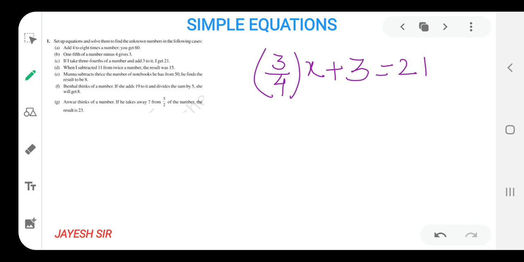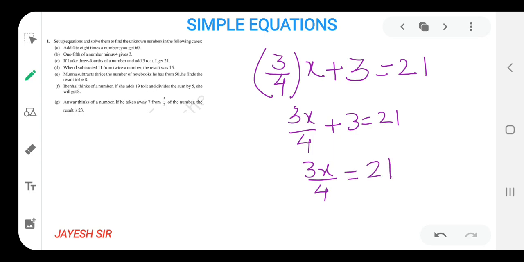Now, terms having the variable should be on the left hand side. So 3/4 of x we can write as 3x by 4, because 3 into x will result in 3x, and 4 in the denominator as it is, plus 3. Here 21. On the right hand side, the first number is 21 as it is. Now plus 3, after going this side, will become minus 3. So 3x by 4 equals 21 minus 3, which is 18.